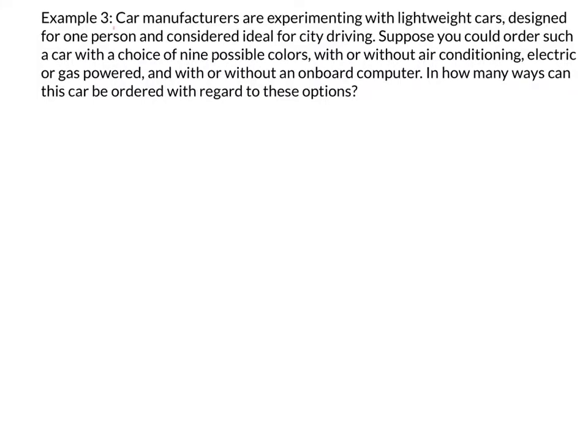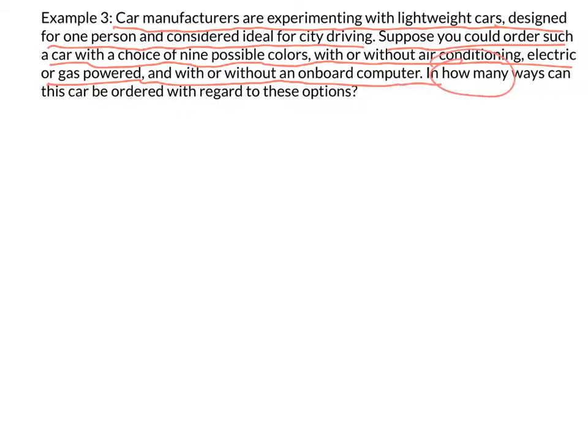Example 3 says car manufacturers are experimenting with lightweight cars designed for one person and considered ideal for city driving. Suppose you could order such a car with a choice of 9 possible colors, with or without air conditioning, electric or gas powered, and with or without an onboard computer. In how many ways, so it's still counting, I see the phrase how many, in how many ways can this car be ordered with regard to these options? So we've got a lot more choices to choose from here.